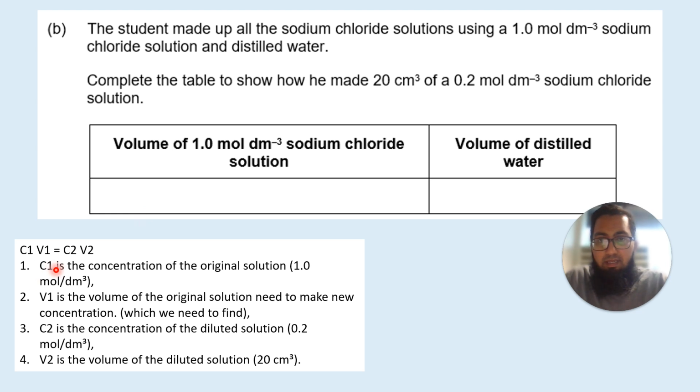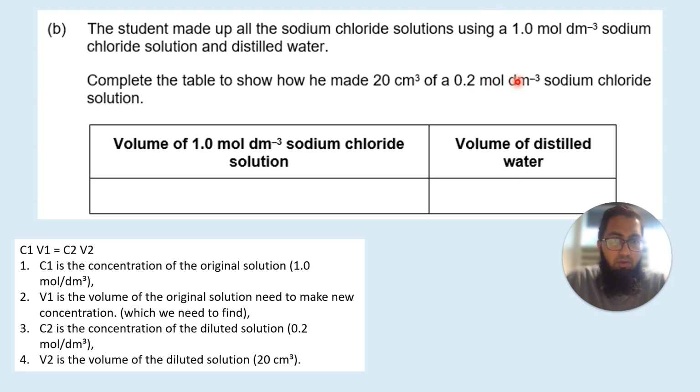So C1, this is the concentration of the original solution. Where can I have a hint? Oh, 1.0 mol dm^-3. That's the original concentration. If you are not really sure, how many concentrations are in this question?